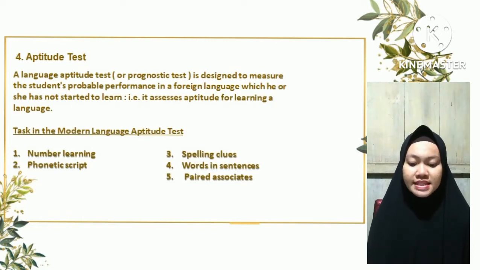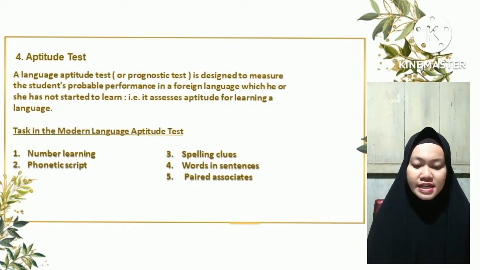Fourth, words in sentences. Examinees are given a key word in a sentence and are then asked to select a word in a second sentence that performs the same grammatical function as the key word. The fifth, paired associates. Examinees must quickly learn a set of vocabulary words from another language and memorize their English meanings.